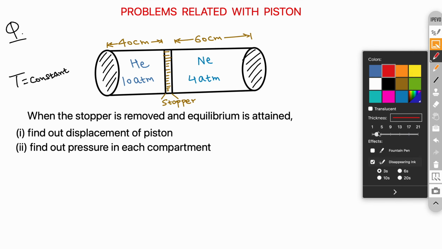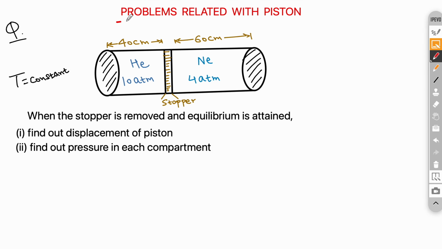Today we are going to talk about problems related to pistons. So we'll start with solving a problem. Here the temperature is constant and a piston is provided where we have a stopper in the middle. On the left side we have helium, on the right side we have neon gas. When the stopper is removed and equilibrium is attained, find the displacement of the piston and find the pressure in each compartment. So we'll solve this problem.